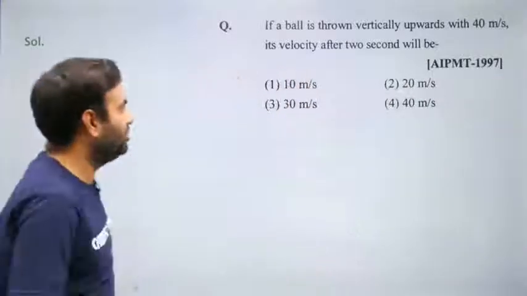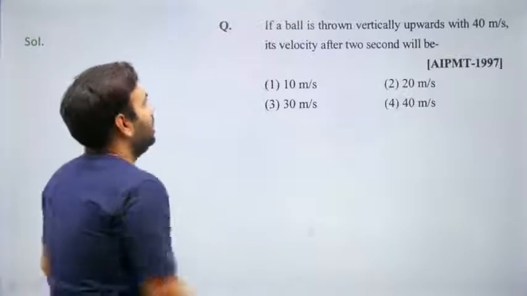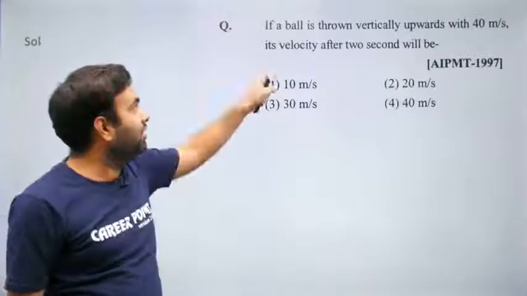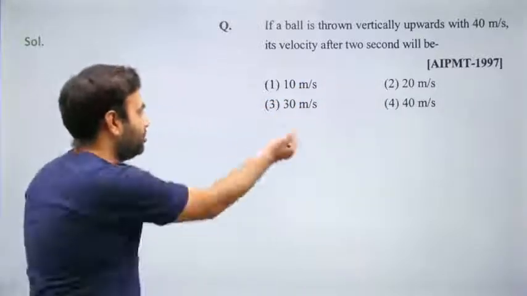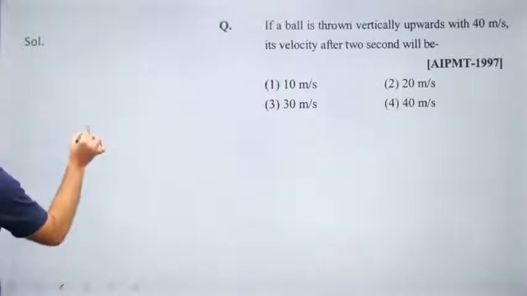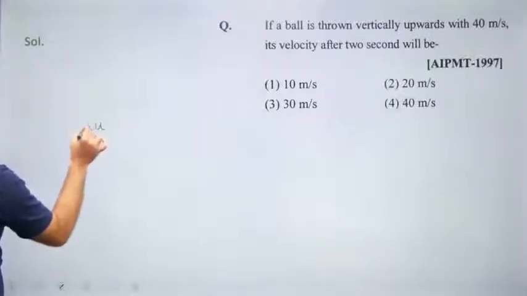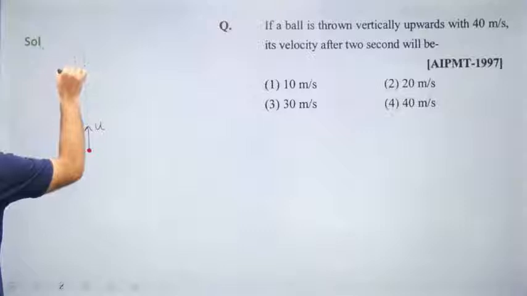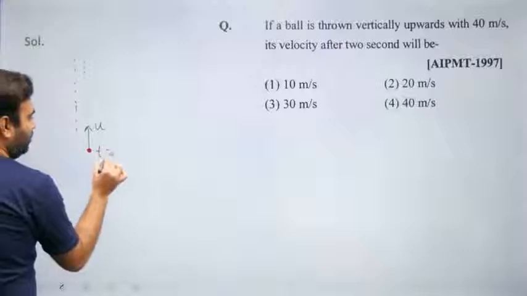See this. This question was again asked in a competitive exam. If a ball is thrown vertically upward with a velocity of 40 meter per second, then its velocity after 2 seconds of the projection will be: these are the options. So see this. We are throwing this body with a velocity u, it will go up, it will attain 0 velocity, and then it will come down. This is its path.